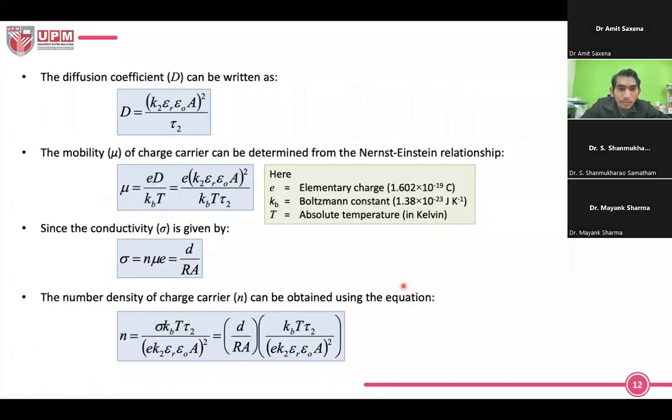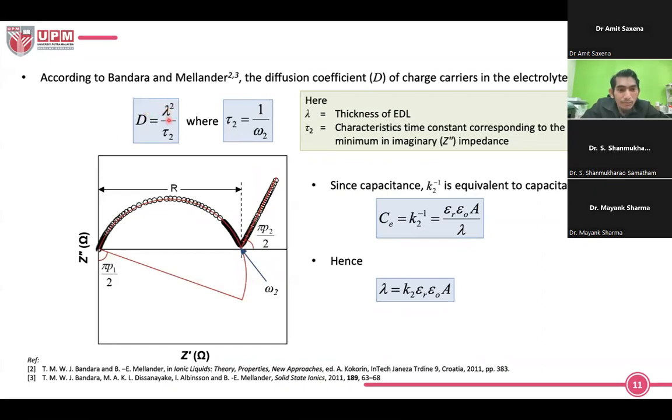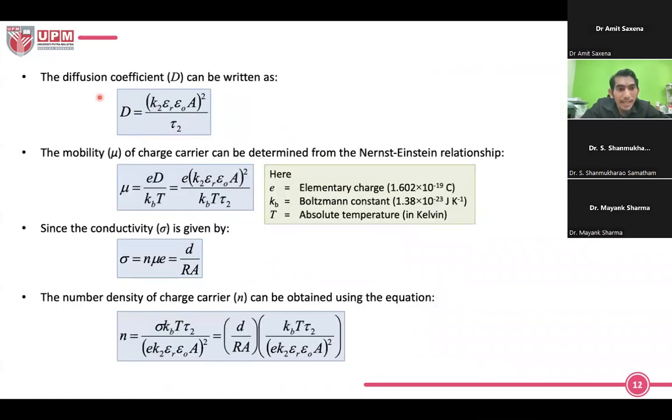By using this, we can substitute into the equation D is equal to lambda squared over tau 2. Since lambda is equal to K2 epsilon0 A, we get the new equation for diffusion: D is equal to (K2 epsilon0 A) squared divided by tau 2. And based on the Nernst-Einstein equation, the mobility is equal to eD divided by kT, and we have the equation of mobility as this one.